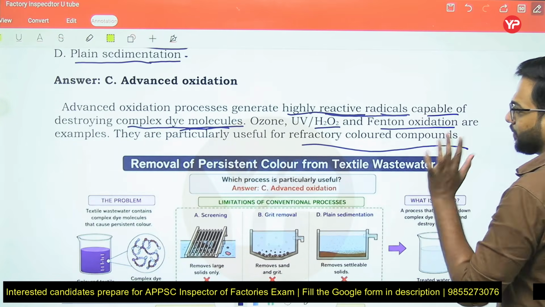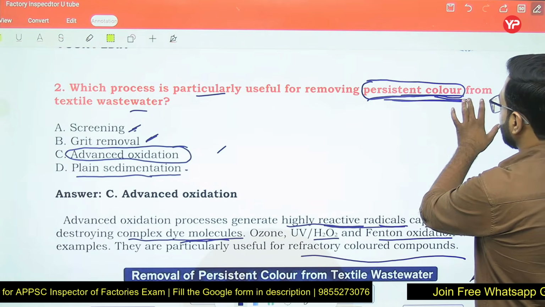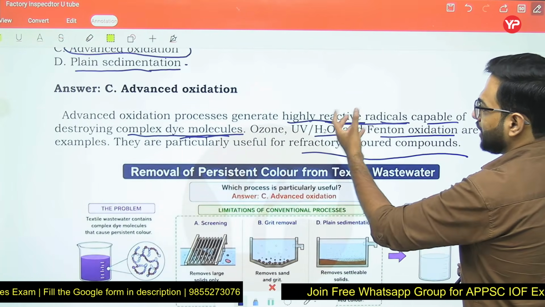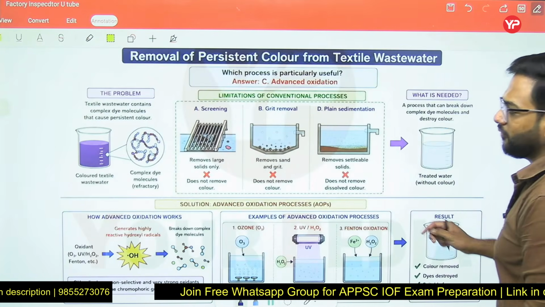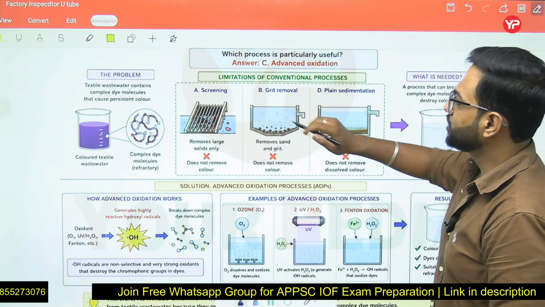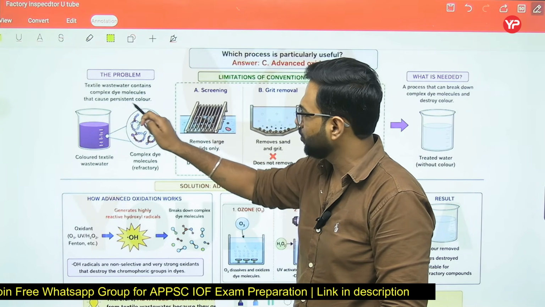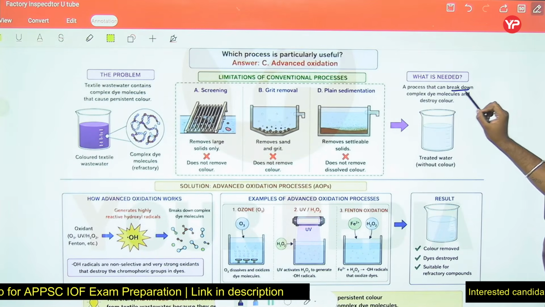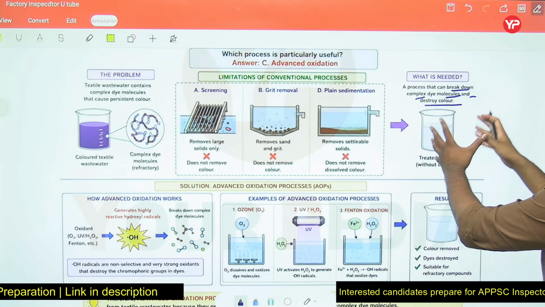So just remember a simple point. The key point is that for removal of persistent color causing substances, advanced oxidation process is used. So here if you see this diagram, the problem is that textile wastewater contains complex dye molecules that cause the persistent color. So here we need a process that can break down complex dye molecules and destroy the color. So our aim is to remove that.